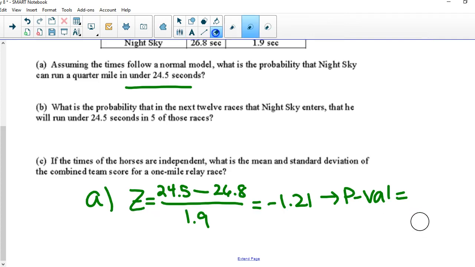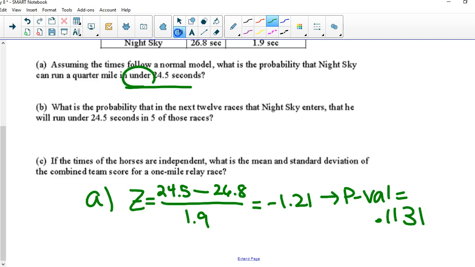The big thing you want to say is, okay, it's under 24.5 seconds, so you just need to remember that you do not need to subtract from 1. You only subtract from 1 if it said greater than. If it had a question between 23.5 and 24.5, you have to find 2 z-scores, go to the table, get your probability, and do the big probability minus the small.